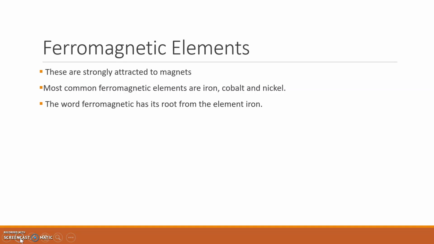When an object is magnetic, it's most likely made out of a ferromagnetic element. These are strongly attracted to magnets, and the most common are going to be iron, cobalt, and nickel. So those are the three ferromagnetic elements that are found. And the word ferromagnetic basically comes from the root word for the element iron.